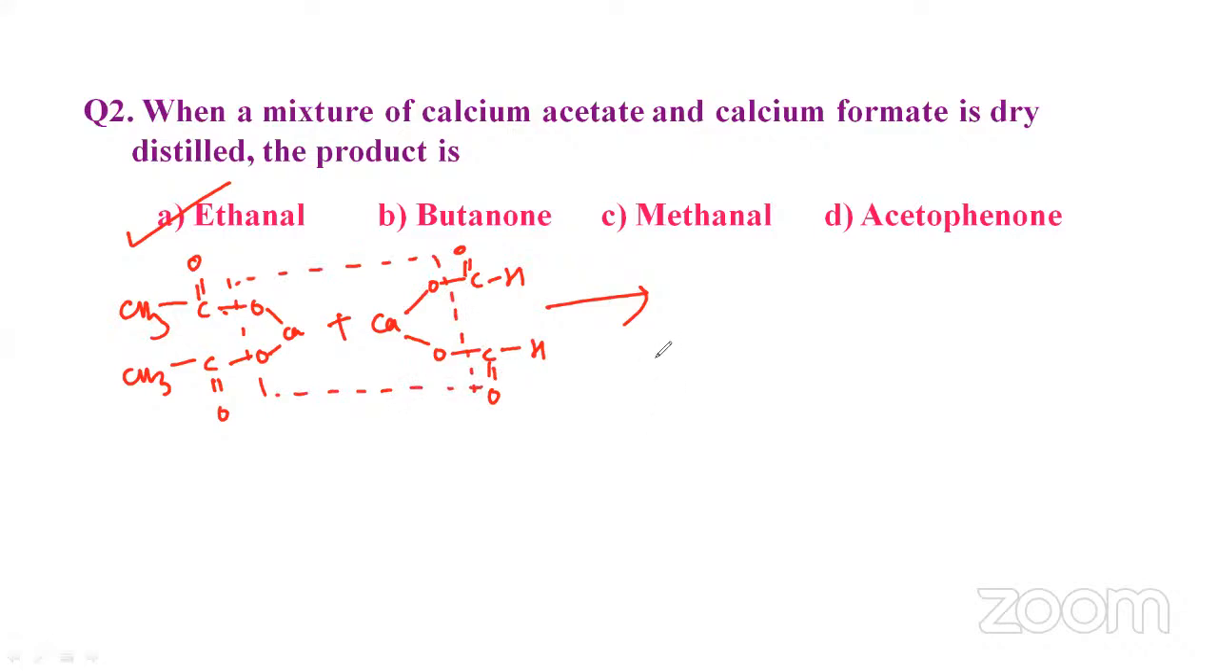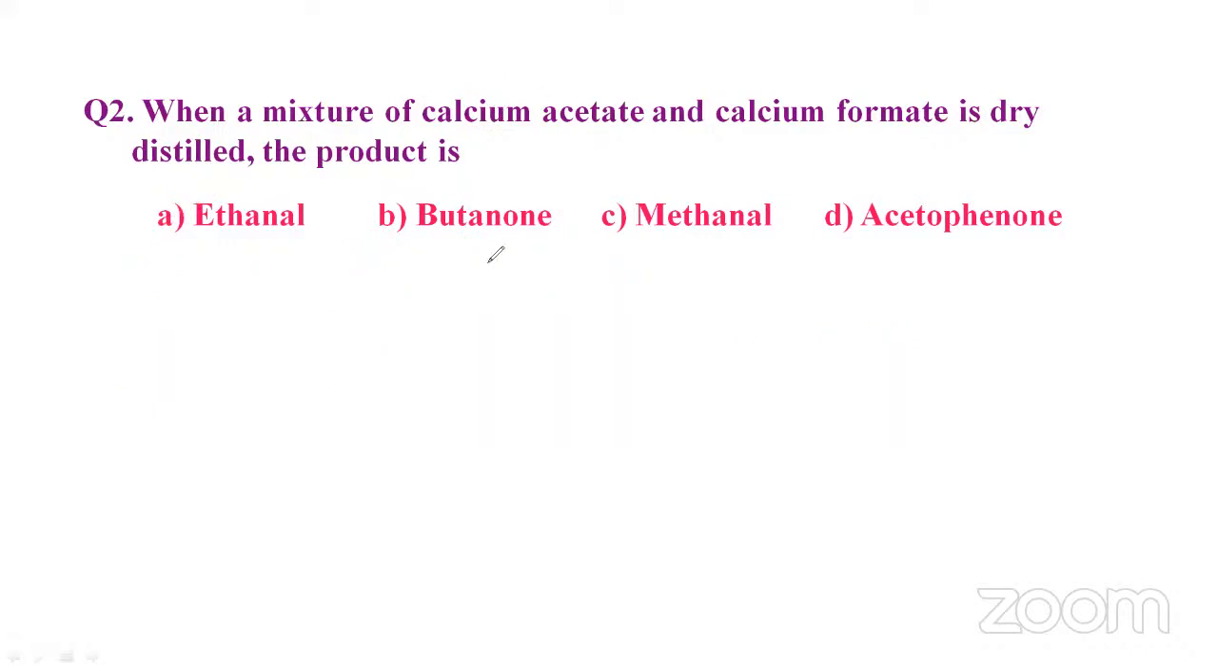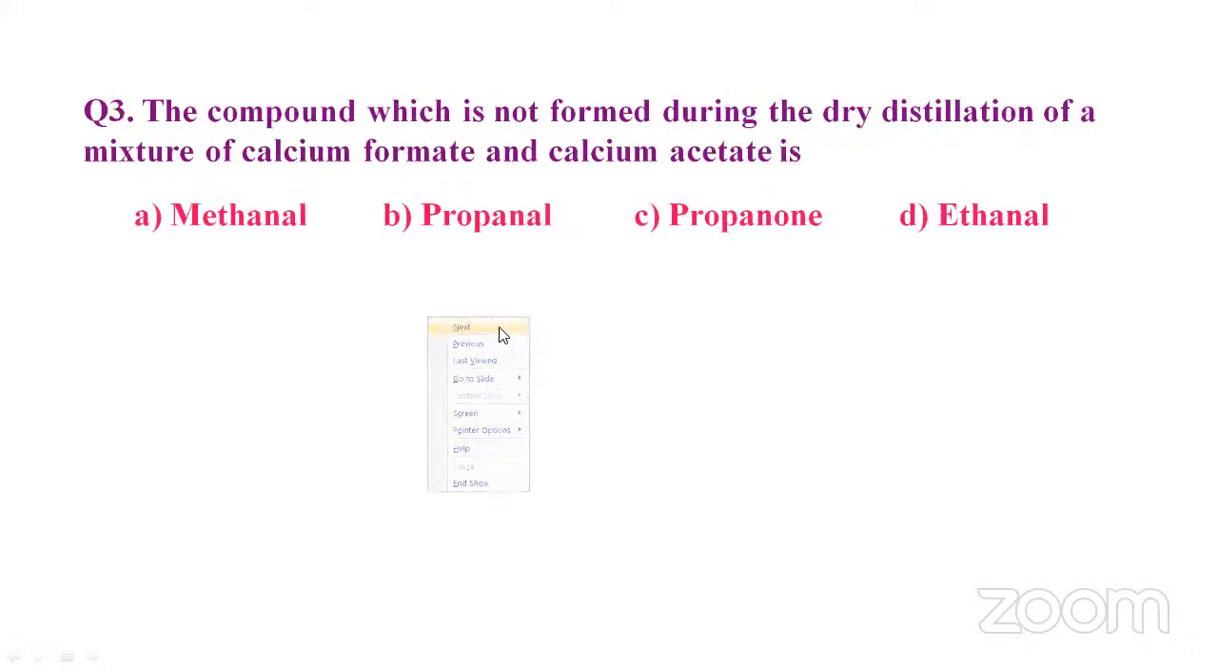Okay. It gives you 2 ethanol. Okay. 2 ethanol plus 2 calcium carbonate. So the answer is ethanol. Understood? So this is the way you're going to solve this question. So again, there are a few more questions based on this particular.